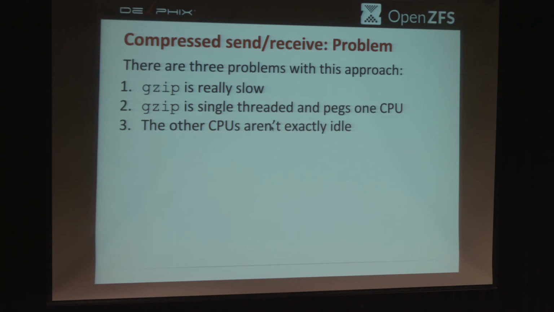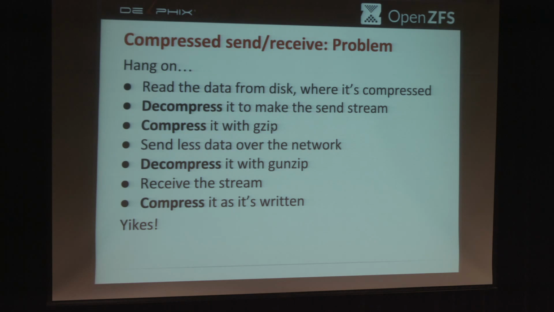But the third problem is that the other CPUs aren't idle on this system as the solution is laid out already. The problem is really that ZFS is already storing your data compressed in the file system if you have that enabled. So rather than just taking it uncompressed, compressing it as it goes through gzip and sending it, what you're really doing is reading it from disk where it's already compressed. ZFS decompresses it to create the send stream. You're recompressing it with gzip, sending data over the network, decompressing it, receiving it, and recompressing it as it's written down to disk. So that's a lot of overhead for what we're trying to do, which is just send less data over the network.